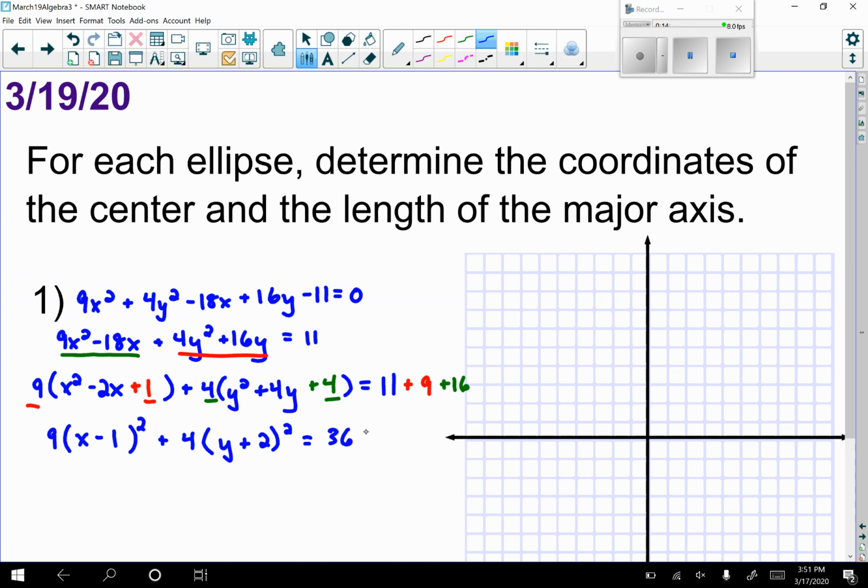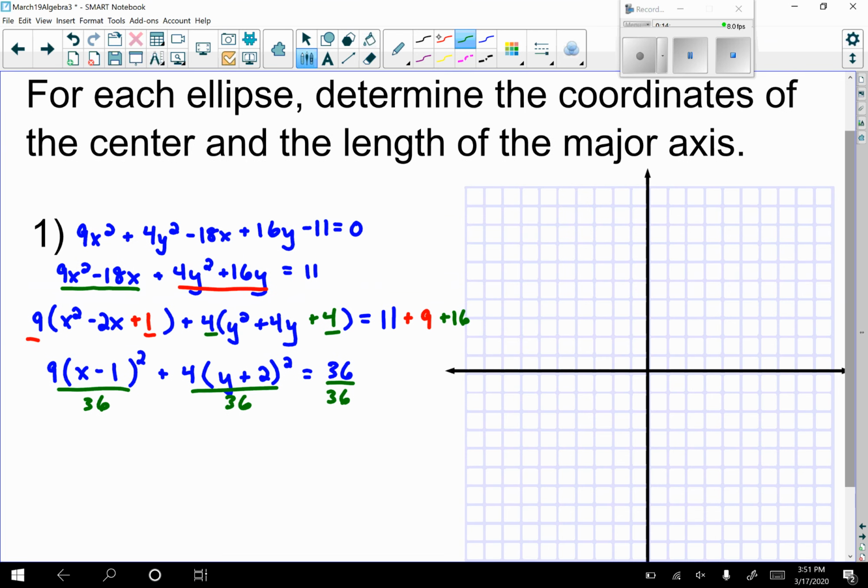So now we're kind of like the very last example, E. I'm very close, but I don't see a fraction, and I need to get a 1 at the very end here. So in order to do that, we're going to divide everything by 36. When we do this, 9 goes into 36, so we get (x minus 1) squared over 4, plus 4 goes into 36, so we get (y plus 2) squared over 9 equals 1. Now here's our HK form of our ellipse.